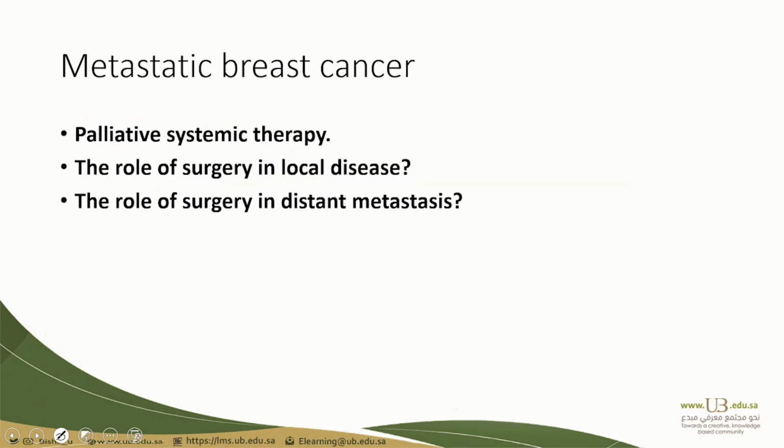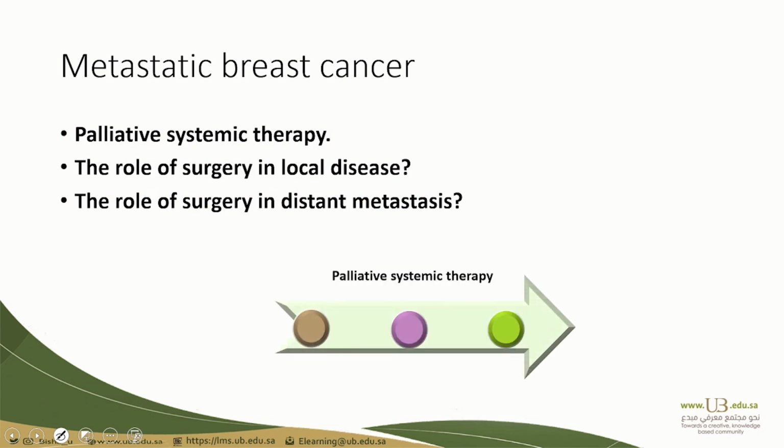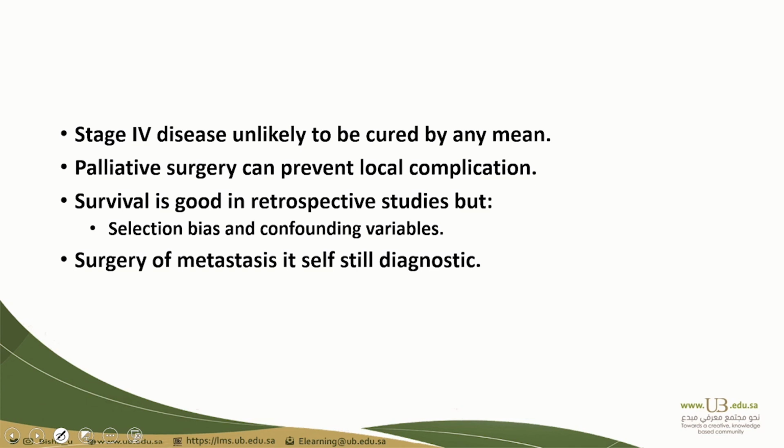Metastatic breast disease patients should go only for palliative systemic therapy. What is the role of surgery in local disease in the breast and axilla, and the role of surgery in distant metastasis? We will answer this here. Stage 4 disease is unlikely to be cured by any means. Palliative surgery can prevent local complications like fungating mass with offensive smell and bleeding, and other local complications.